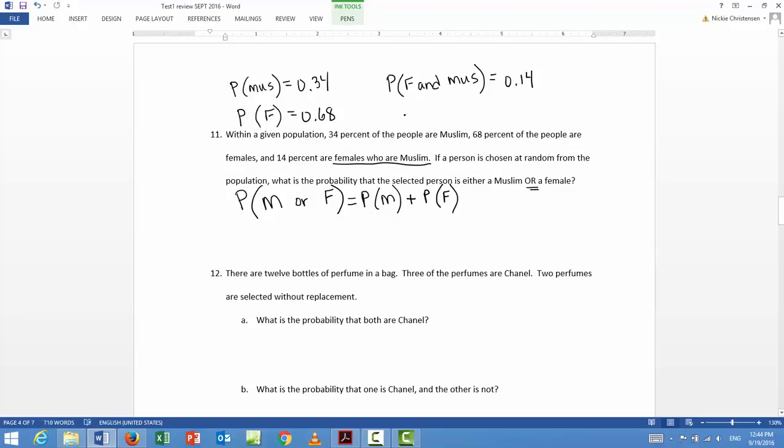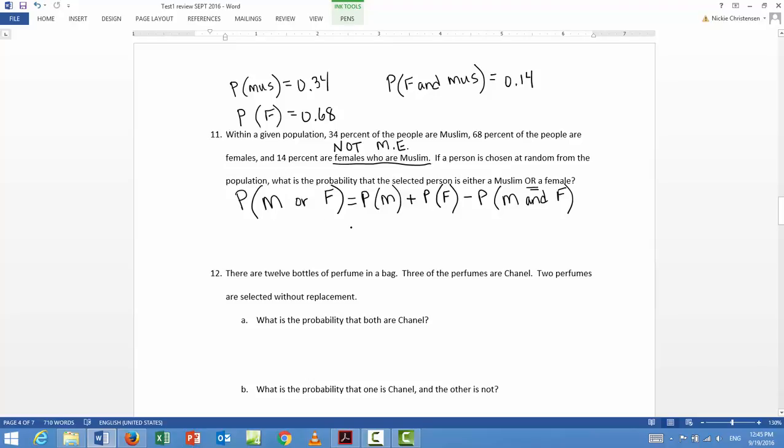Okay? Now, because there are some females who are Muslim, the event Muslim and the event female are not mutually exclusive. Okay? There is some shared probability. And we know that from this. Not mutually exclusive. So what that means is we've got to subtract out the shared probability. So we'll take probability of Muslim plus probability of female, and we're going to subtract the probability of Muslim and female.